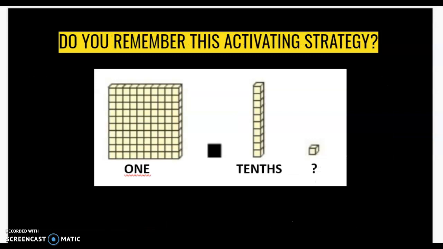Do you remember this activating strategy from today? Where the flat represents one whole, or the ones place, a rod represents a tenths place, and what does the unit represent now? Correct, the hundredths place. It takes 100 units to make one whole. It takes 10 rods to make one whole. Therefore, as we move from right to left, we are increasing by tens. When we move from left to right, we are decreasing times 10.